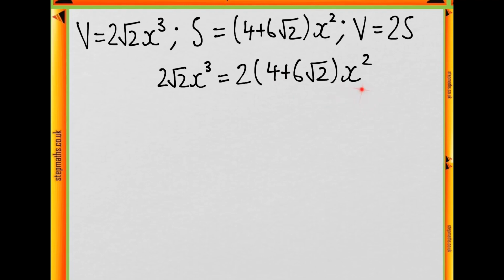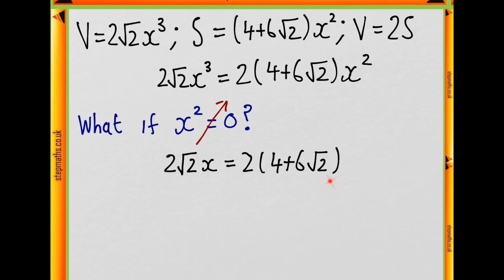The obvious thing to do is divide through by x squared, but you might be worried that what if x squared is 0? Well, that's fine, because that means x is 0 and all our side lengths are 0 and the cuboid doesn't exist. So this isn't a worry. So we can divide through by x squared and get this. And some very nasty rearrangement awaits us, but it's not too bad.